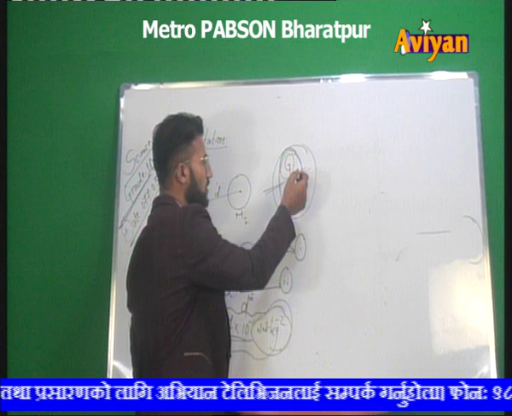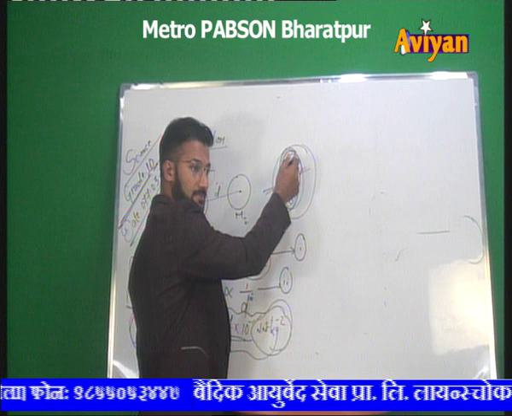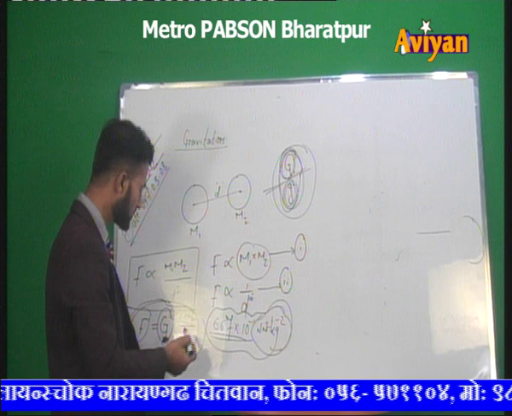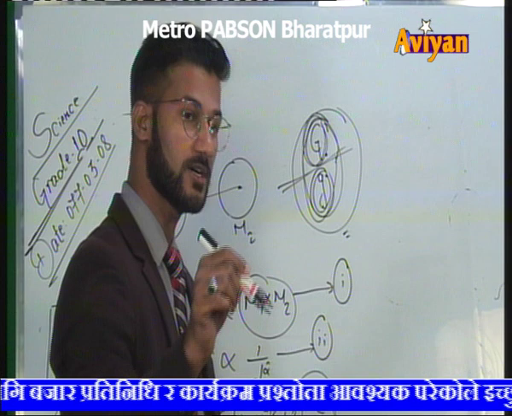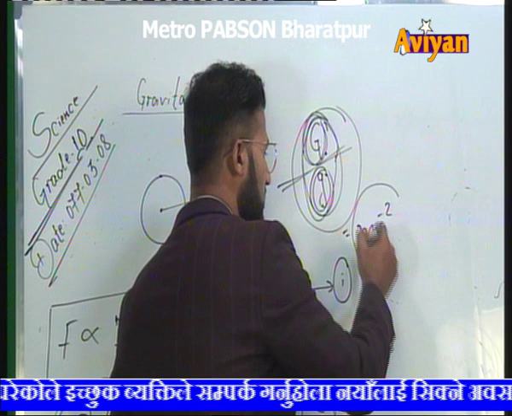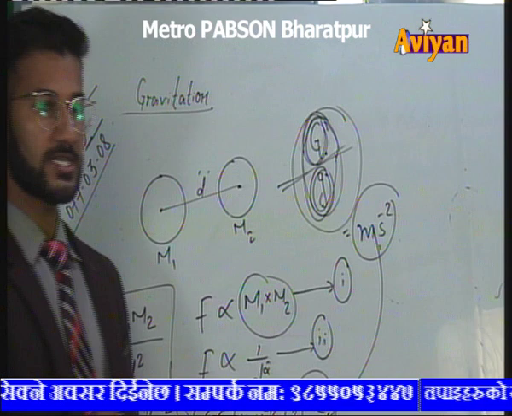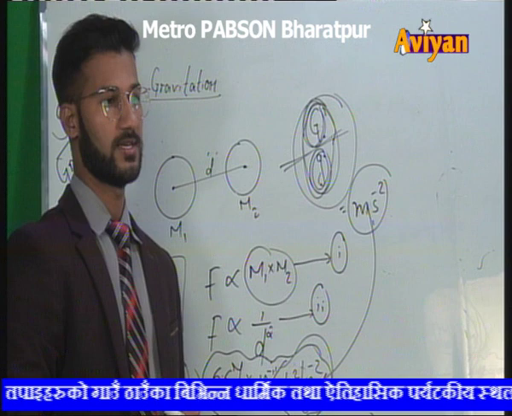Capital G means the universal gravitational constant, and its value is fixed. Its SI unit is Newton meter square per kg square, as I have written here. But small g is acceleration due to gravity. Its value is not fixed. Because it is acceleration, its SI unit is meter per second square. Look at the difference. They are different from each other in many other aspects also, which will be explained later in the next period.